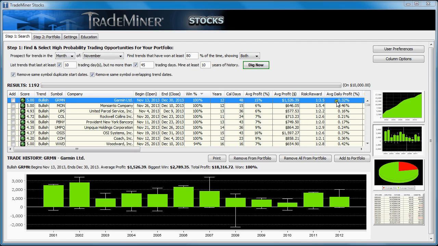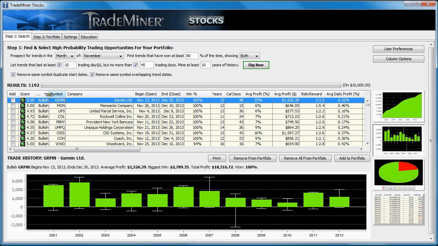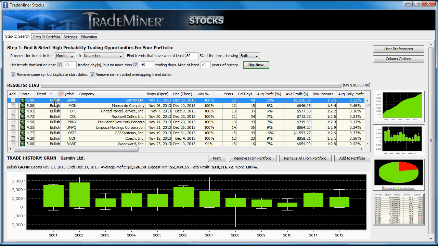So the results window is set up so that each trade is set across here horizontally, just like you would on a spreadsheet. Everything's in columns, but each trade is horizontal. You can sort by clicking on any header. For example, on the trend, you can click on trend and all the bearish trends come to the top, or click on it again and all the bullish trends come to the top.